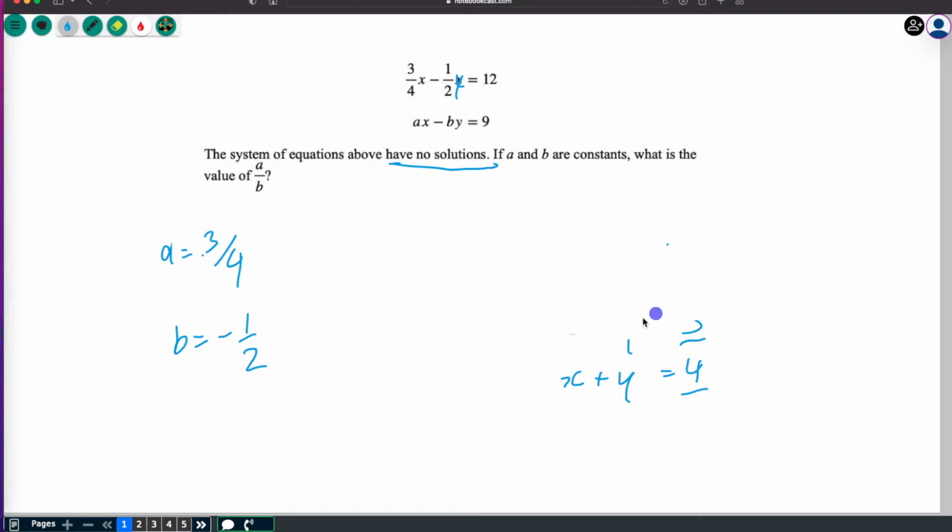So to find the value of a over b, by the way, there's a bonus point here if you know where this question comes from. For a over b, we need to just be good with our fractions. So we need to know how to work this out: 3 over 4 over negative 1 over 2.